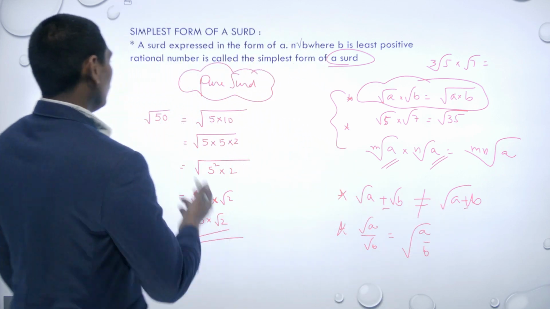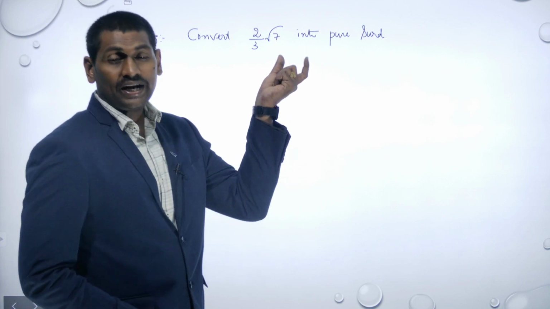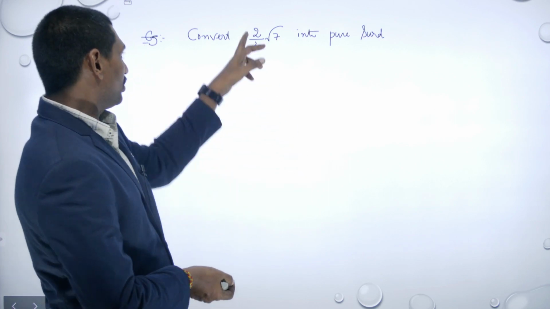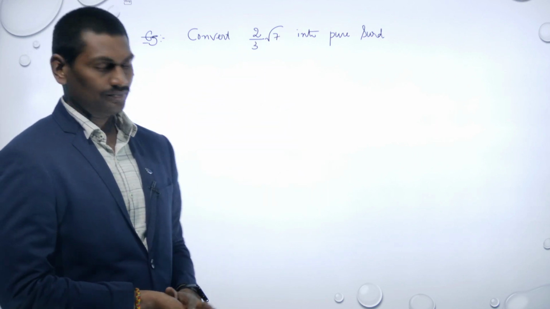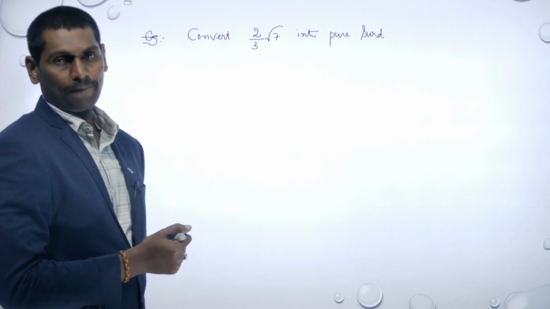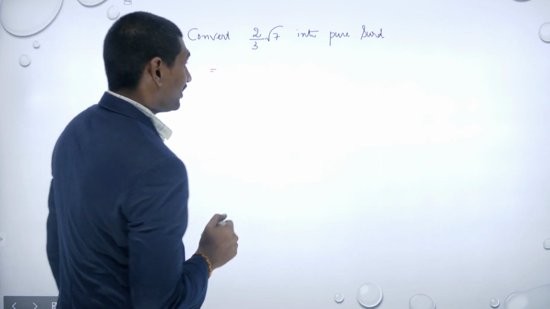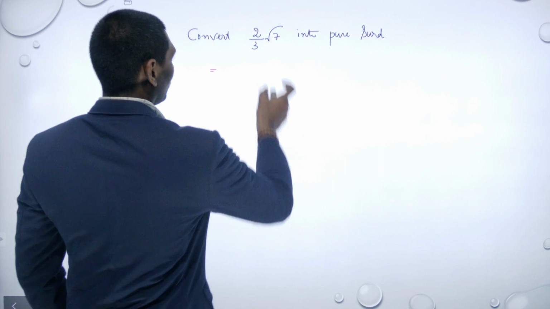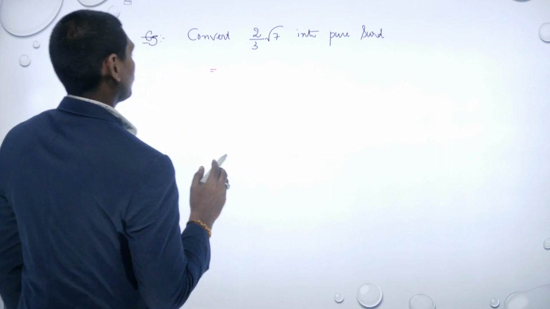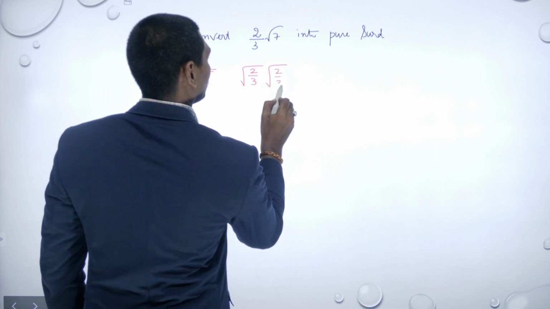Clear? Yeah. Now this is about the pure surd. Convert this one into a pure surd: 2 by 3 into root over 7. Sorry, actually, pure surd into entire form. While you are observing here, 2 by 3 is a rational number and root 7 is a surd. How can you do this? Very, very important. Just look into it. I can write 2 by 3 as root over 2 by 3 into root over 2 by 3. Can I write like this?